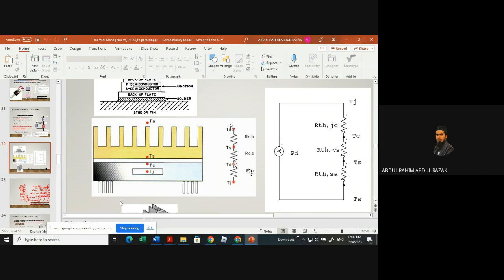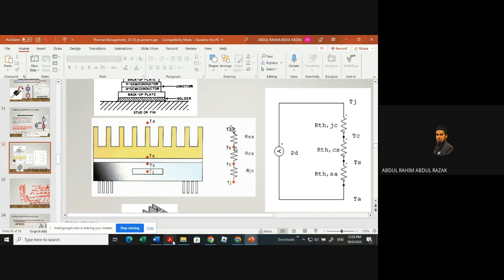You can see here the value of JC we get from junction to case ni dapat daripada data sheet of the device kan. Untuk from heat sink to ambient, thermal resistance value dapat daripada data sheet of your heat sink lah. So from case to heat sink, we have here solder paste ataupun insulator, thermo insulator. Dapat daripada mana? Daripada manufacturer lah, kan?